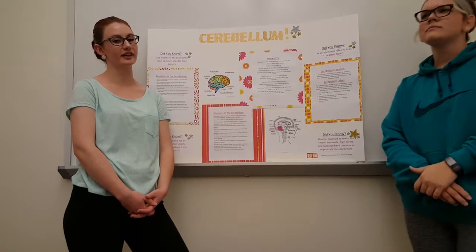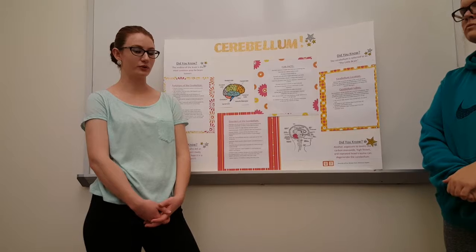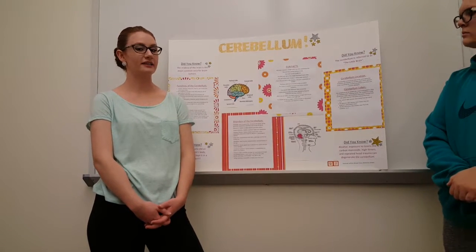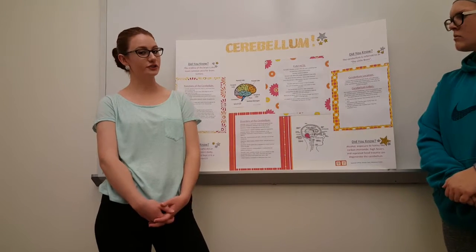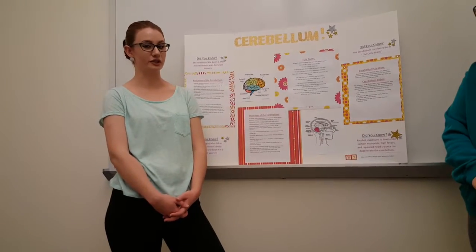The three lobes are the anterior lobe, which receives input mainly from the spinal cord, and the posterior lobe, which receives information mainly from the cerebral cortex and brainstem. The flocculonodular lobe receives input mainly from the vestibular nerve.